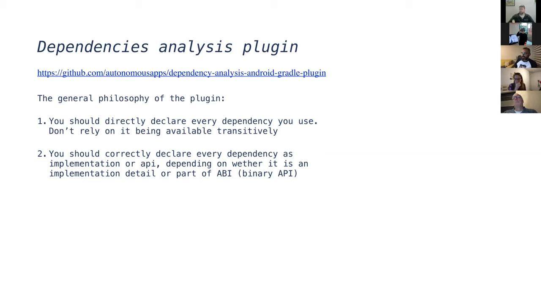Secondly, the second philosophy point is you should correctly declare a dependency as implementation or API, depending on whether it is really an implementation detail or part of the ABI. And ABI is a binary API. And I saw, and actually I think we misused API a couple of times. I was thinking before that API is just an extra level of implementation, that if you declare some dependency by API, it means not only your module has a dependency on that, but also every subproject which depends on your module will also have this dependency. But actually there is a term, ABI, binary API.